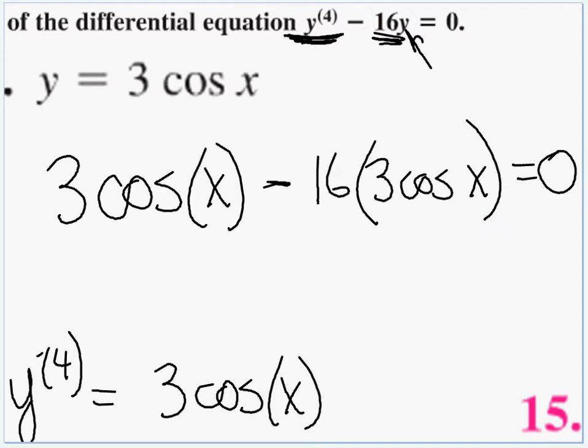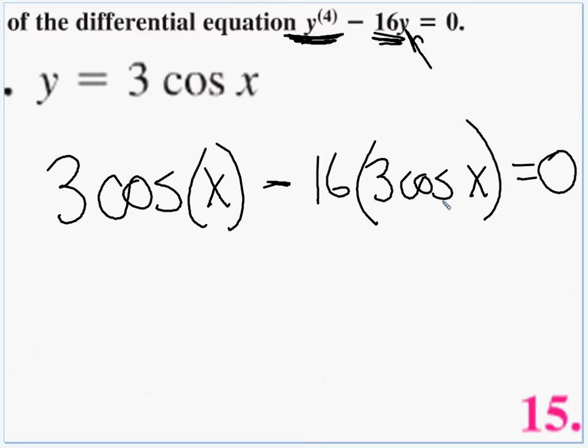Does that equal 0? Well, let's see. We've got 3 of these, and then here we're going to minus 48 more of them. So that'll be 3 cos minus 48 cos. That'll be some negative 45 cos. It's not equal to 0. So that is not a solution.